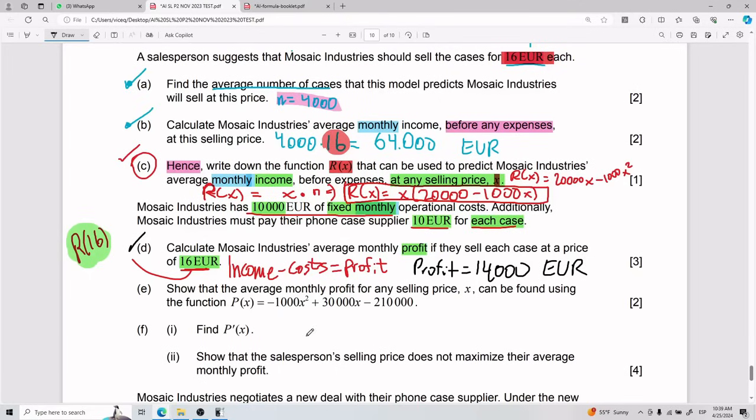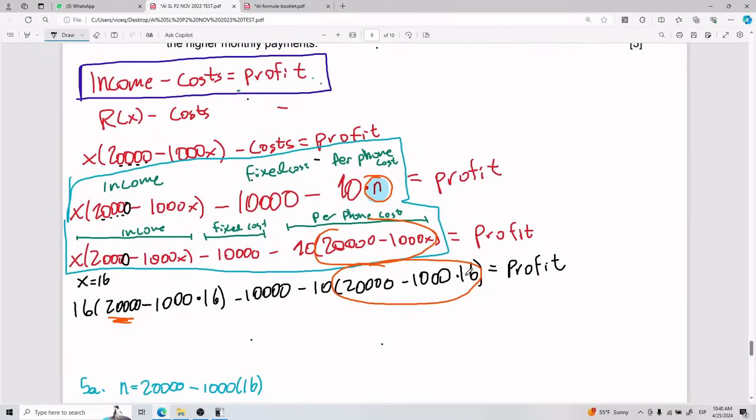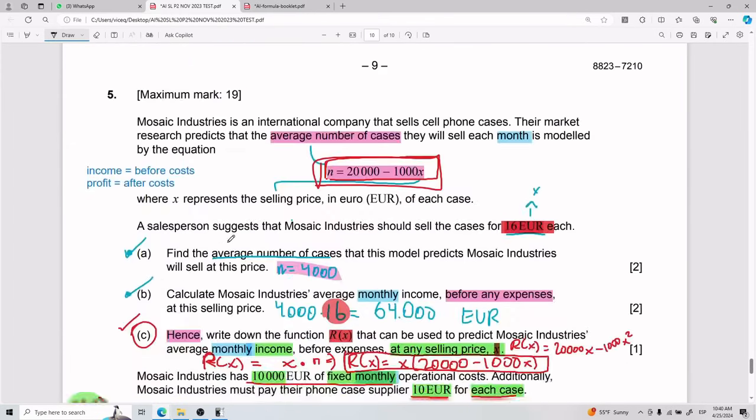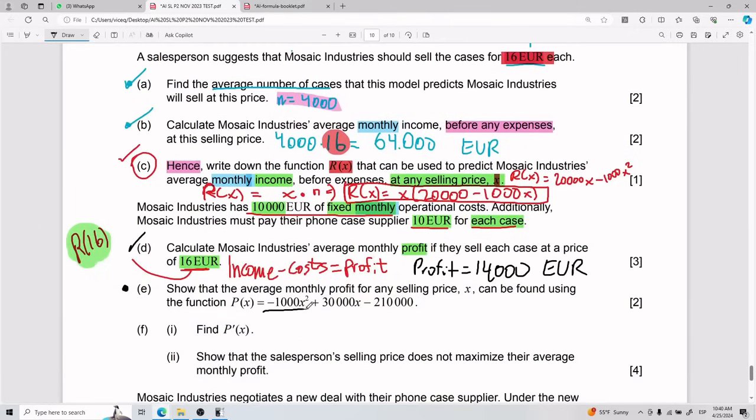Now for part E, we're going to show that the average monthly profit for any selling price, x, can be found using the function given. Now, this is for profit, and technically, I also have an equation for profit. This line here is where I plugged in for profit with x equals 16. We need to show that this equation for profit is also what they have down here: negative 1,000 x squared plus 30,000 x minus 210,000. So from our equation of profit, we need to reach this equation of profit.